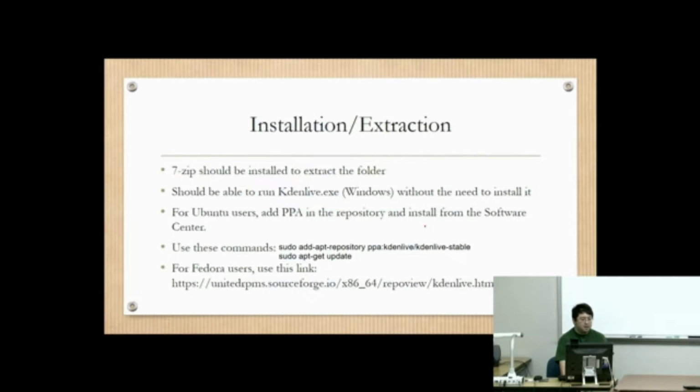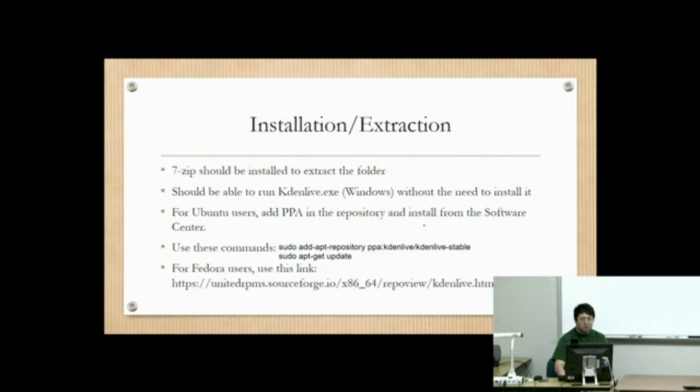To extract it, you probably should have like 7-zip or some kind of zip file extractor. And then you can just extract it to your desktop or anywhere else. So you should be able to run kdenlive.exe in the bin folder for Windows without needing to install it. So you don't need administrator privileges.